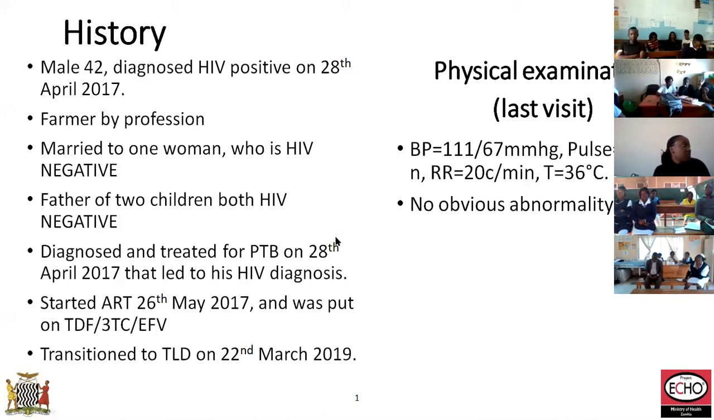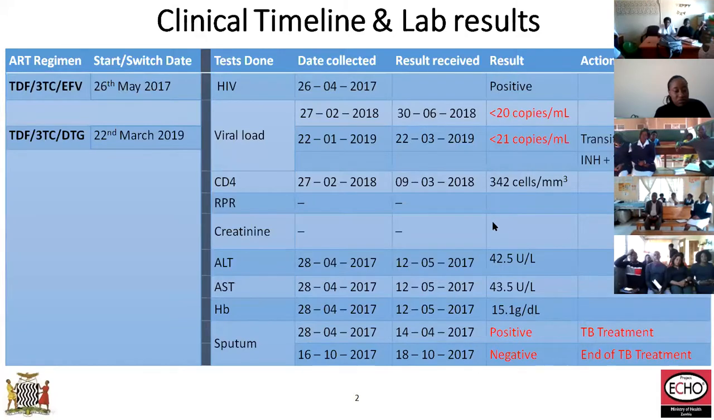On the latest visit, physical examination: BP was 111, respiration 20 cycles per minute, temperature 36. There were no obvious abnormalities seen. I can't see that right.